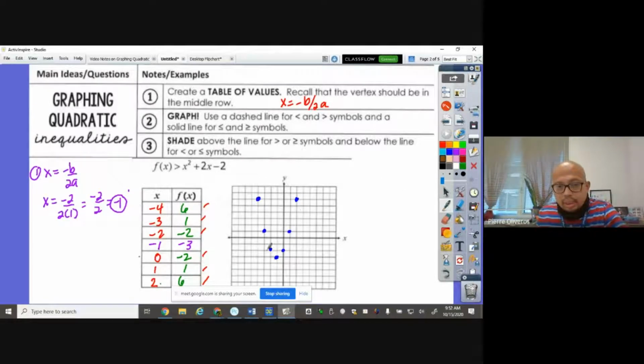Now, we will connect the points here. But take note what kind of inequality you have. You have a greater than, so it's going to be a dashed or dotted line. Try your best to make it a U shape still. Arrowheads, arrowheads. Now, since that's greater than, we're going to shade above the line. What are the items that are above the line? Right here. Okay, there you go.